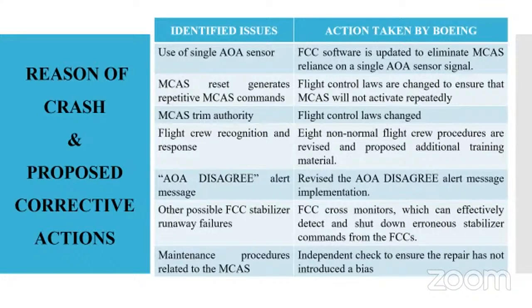So revision and additional training was done by Boeing to tackle this scenario. The AOA disagree alert message was not functional, so Boeing implemented that it will be displayed in the aircraft. Other FCC stabilizer failures were looked into, and cross monitoring of FCC was required to detect erroneous commands.